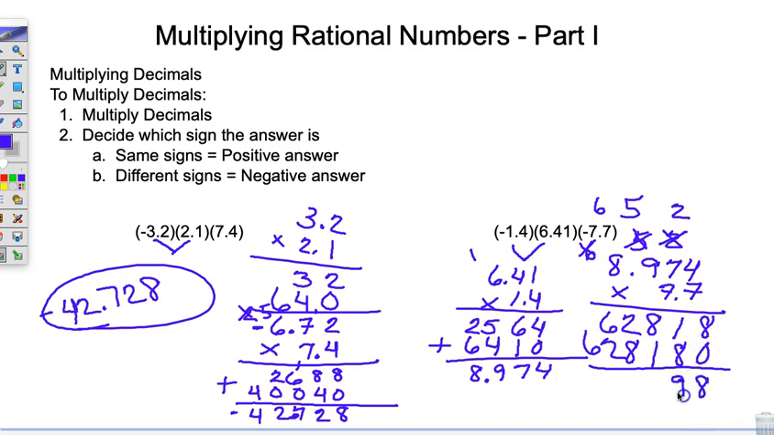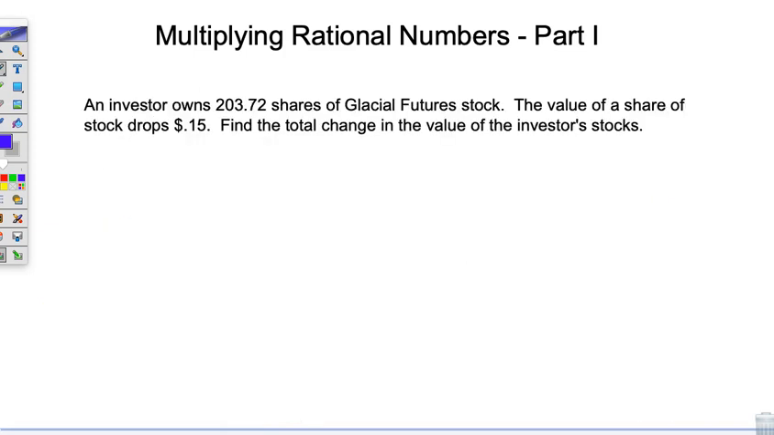Add straight down, and it looks like we are going to end up with 690998. Since we had 4 numbers this time behind the decimal, I'm going to move over 1, 2, 3, and 4. And we said earlier that we had a negative times a negative, so that remains positive. Let's check out a couple story problems now.